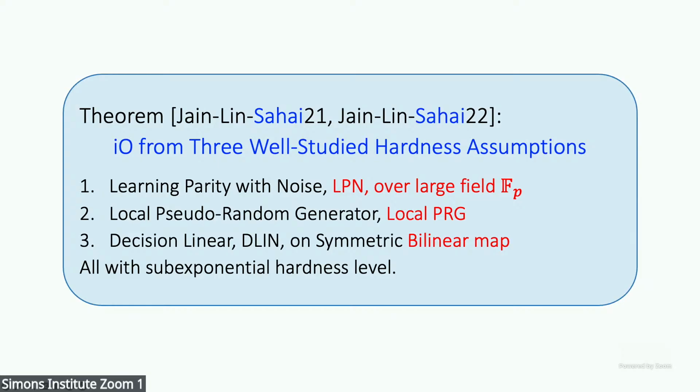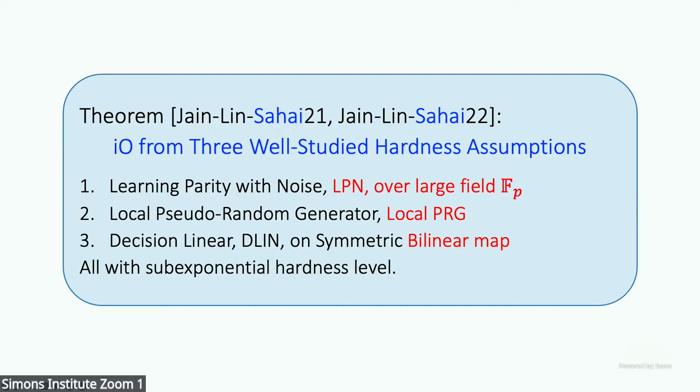And then we also assume the decision linear assumption on symmetric bilinear maps, which is an assumption over elliptic curves. Unfortunately, I won't explain that one at all. So hopefully you can read up on it at some other point. It's a beautiful assumption, very, very helpful assumption. You can build lots of cool things with it.